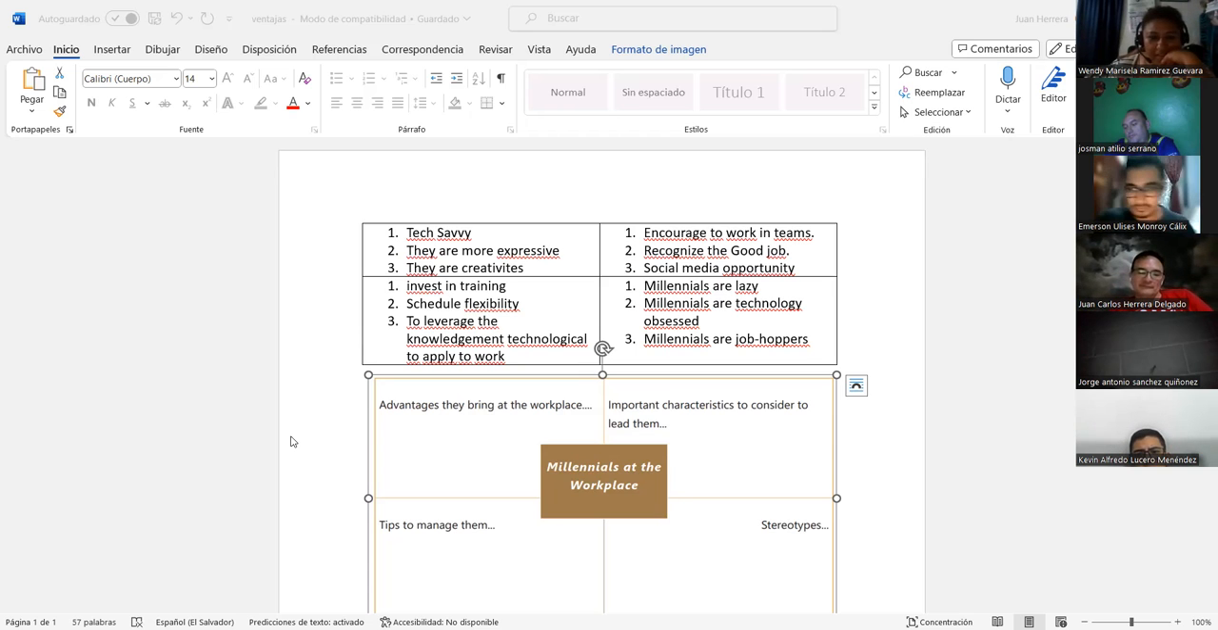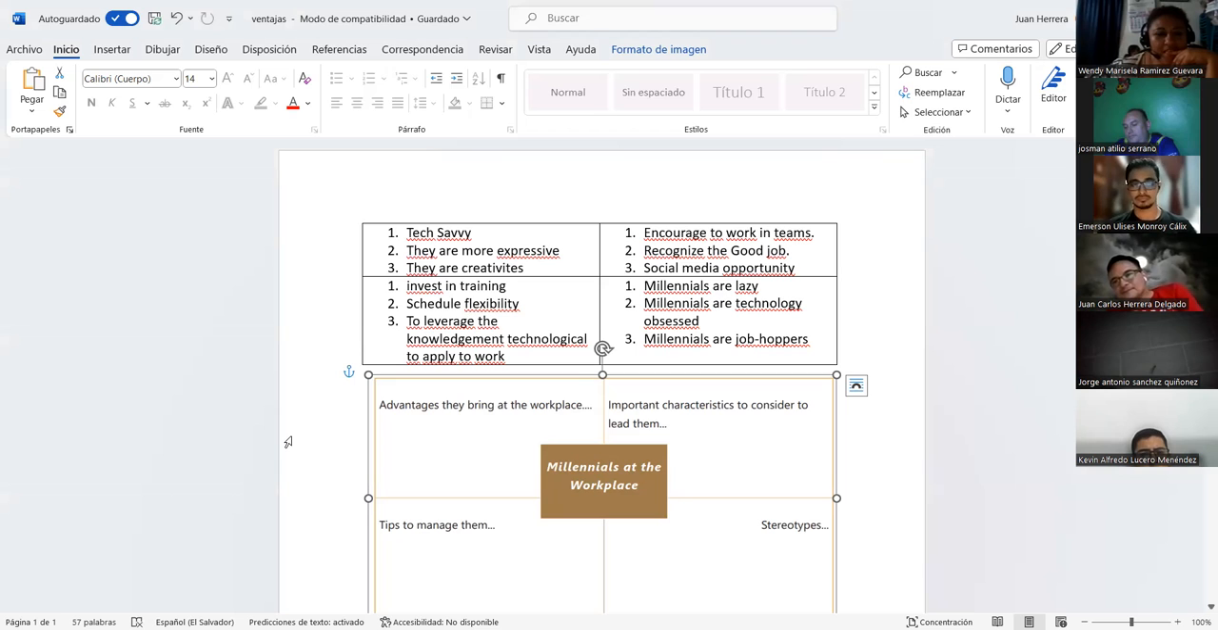Characteristics of the millennials. They invest in information in social networks to have more knowledge worldwide. Number one, they have the opportunity to have a flexible schedule. And number three, they take advantage of their knowledge of technology to be able to apply it every day in their job, while they have more knowledge in the different social networks, and they are very knowledgeable, enthusiastic, yes, in their profession.